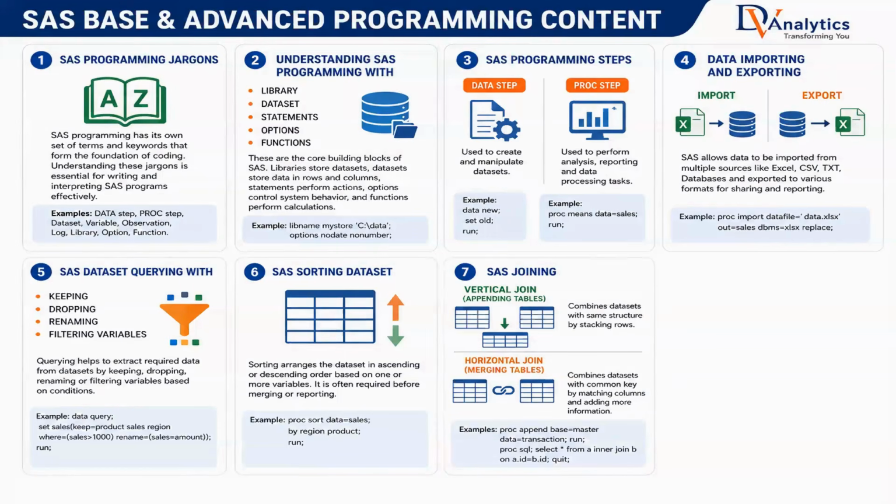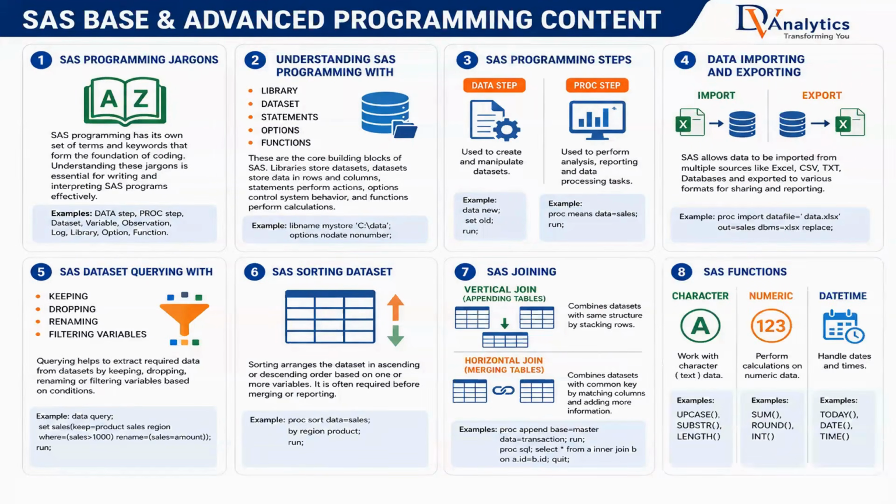We'll also talk about SAS joining, how to make a vertical join, meaning appending tables, and a horizontal join, meaning merging tables in SAS, toward data transformation using SAS functions: character functions, numeric functions, and datetime functions. These are the things which we are going to do today.